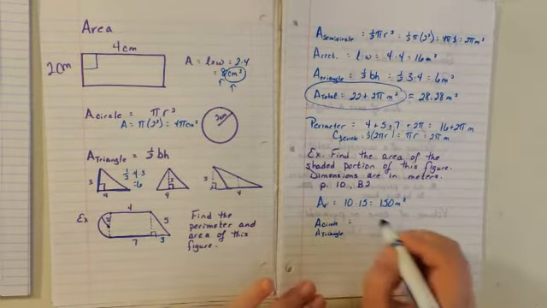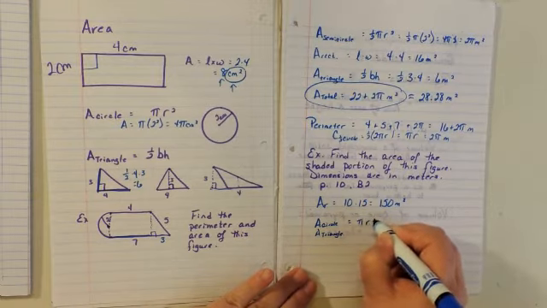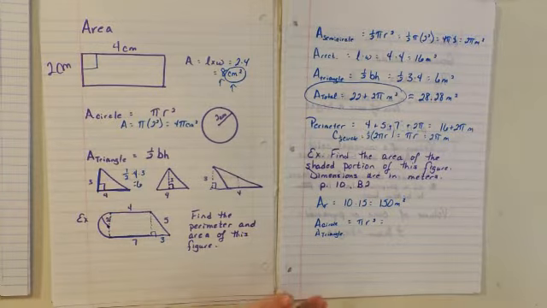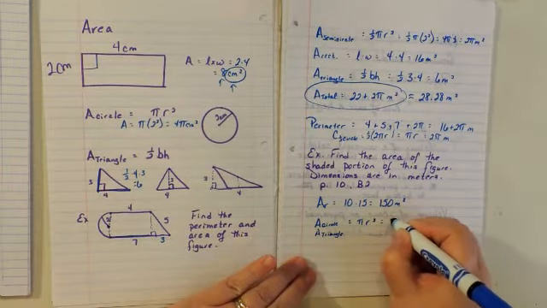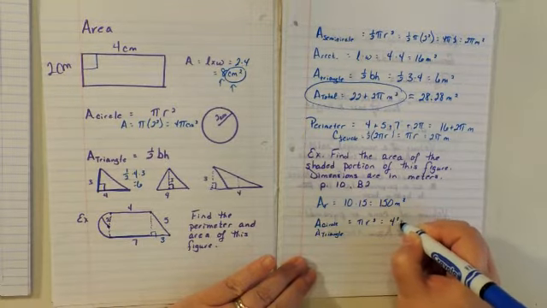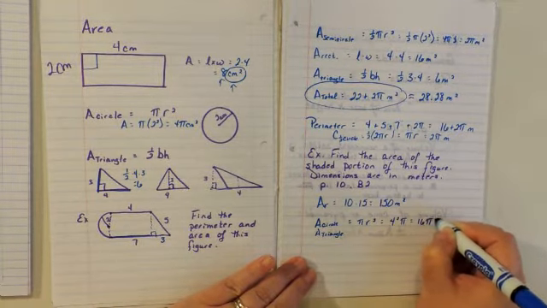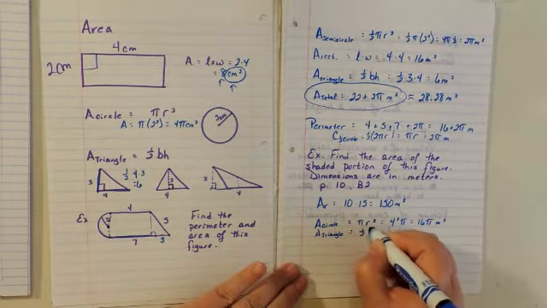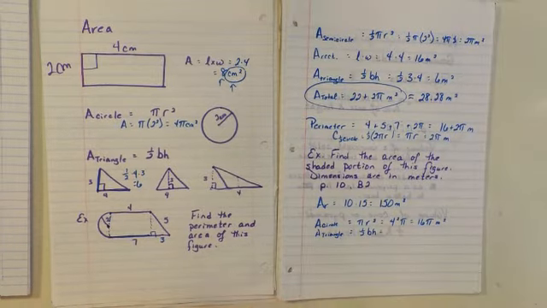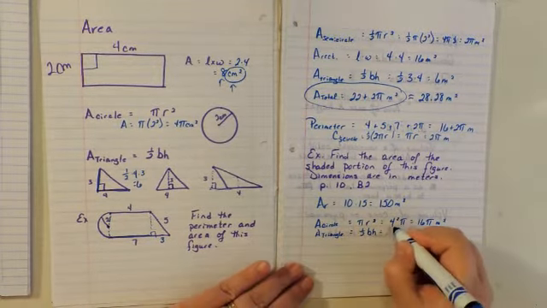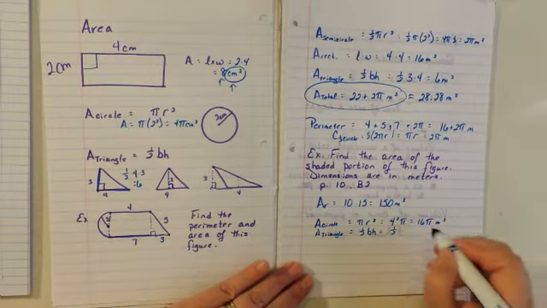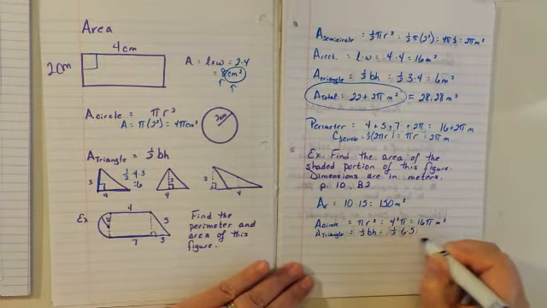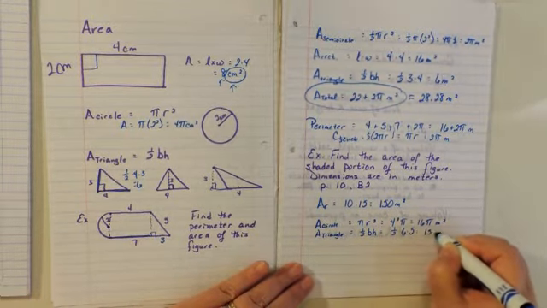The area of the circle is going to be pi r squared, and according to the book, the radius is 4 meters. So the area of the circle is 4 squared times pi, which equals 16 pi meters squared. Okay? The area of the triangle is 1/2 base times height, and it is a right triangle. So we have 1/2 times 6 times 5, which is 1/2 of 30, which equals 15 meters squared.